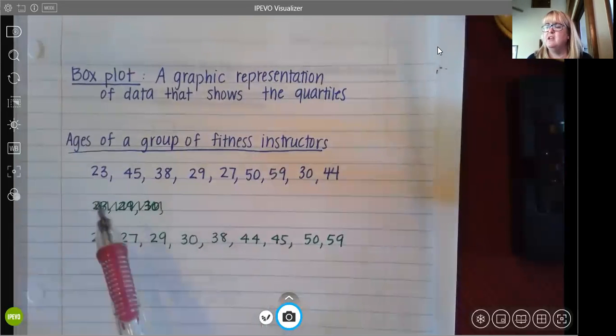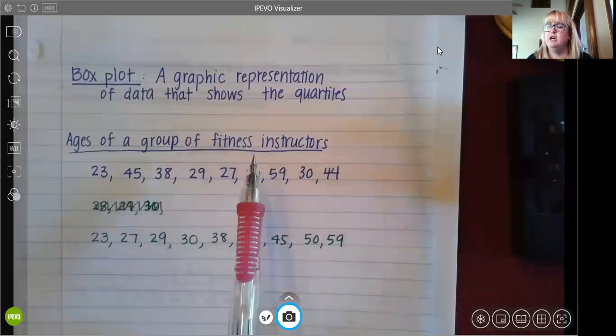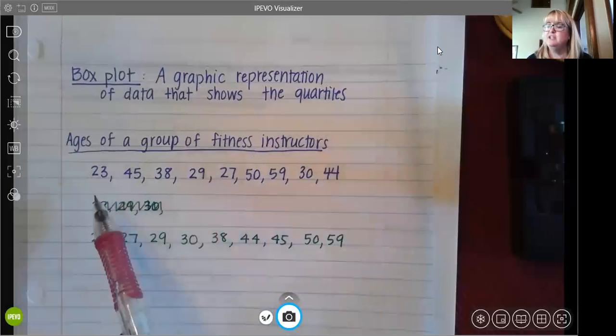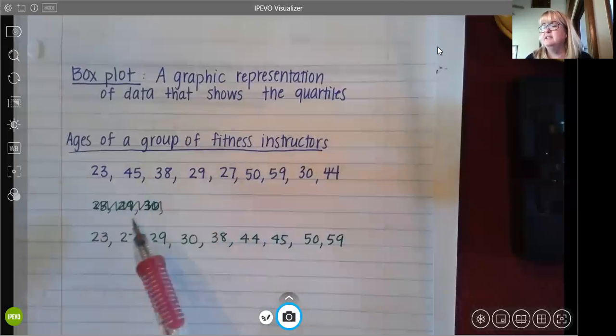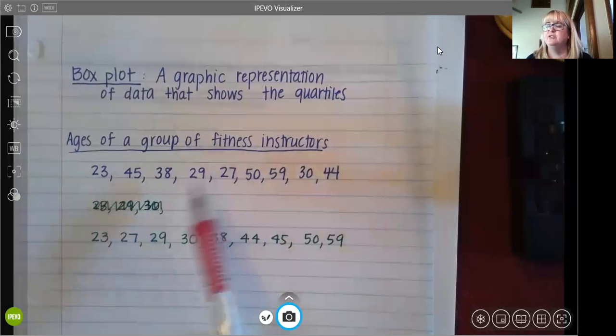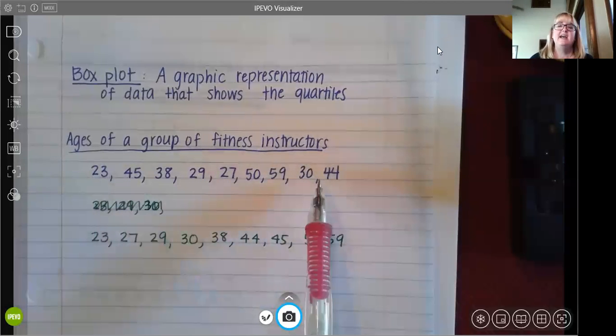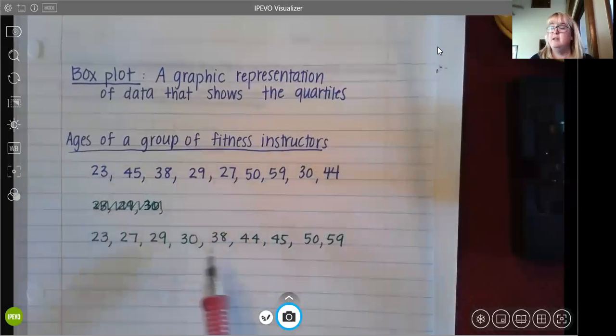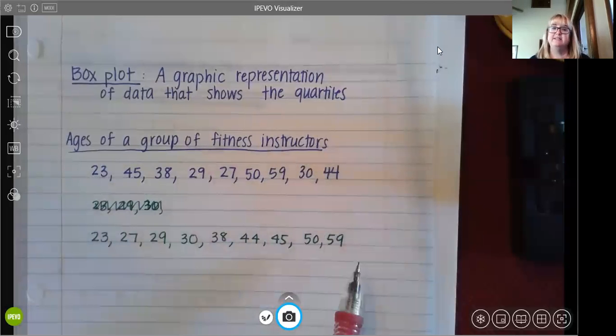This is from one of the other questions on interquartile range. And I got this data from one of our questions there. The ages of a group of fitness instructors, and here are the ages. And to save time, I rewrote them in order from least to greatest.